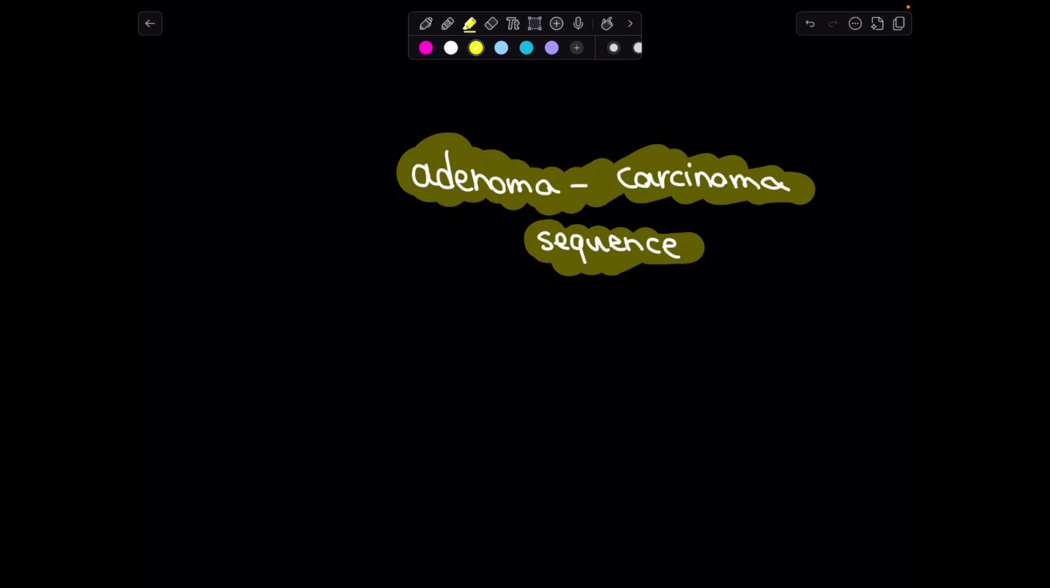Hereditary non-polyposis colorectal cancer, HNPCC, also called Lynch syndrome, is an inherited condition caused by mutations in DNA mismatch repair genes, MLH1, MSH2, MSH6, PMS2. These mutations impair the body's ability to fix DNA errors, leading to a high risk of colorectal cancer, up to 80% lifetime risk, often before age 50. And other cancers, endometrial, ovarian, stomach.